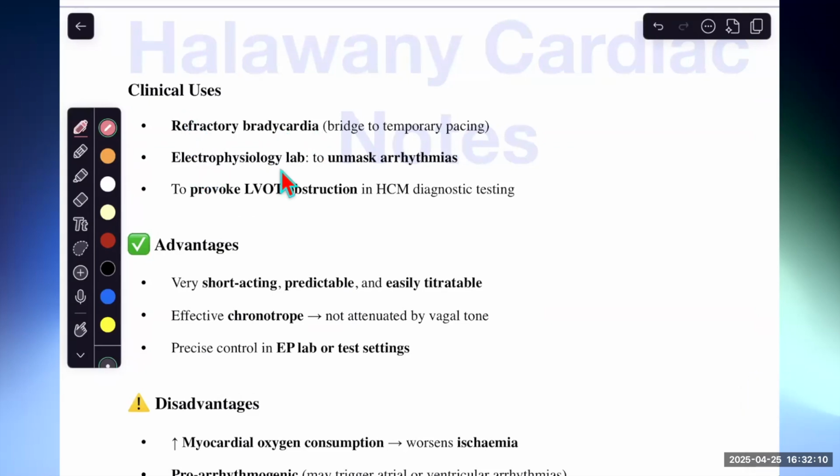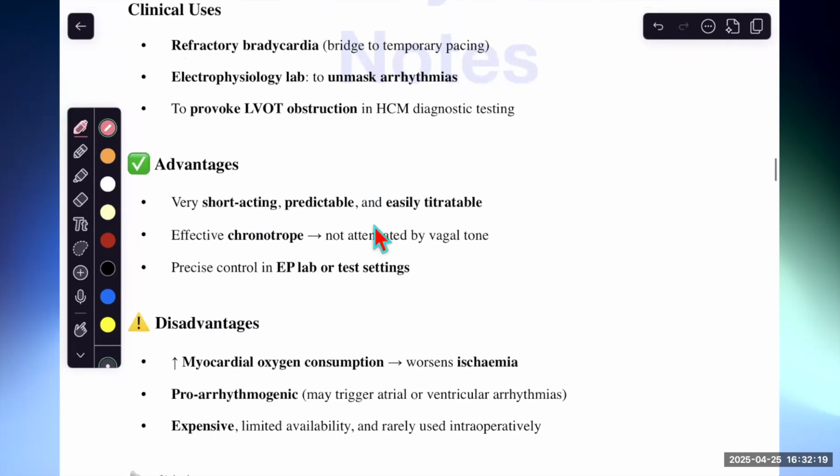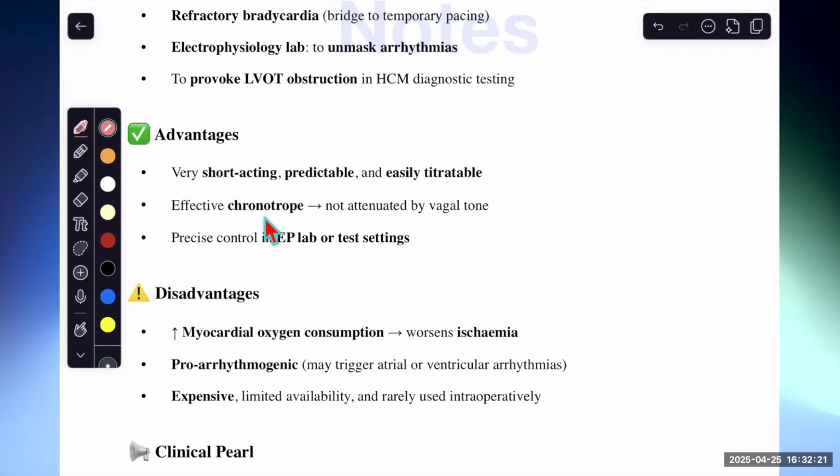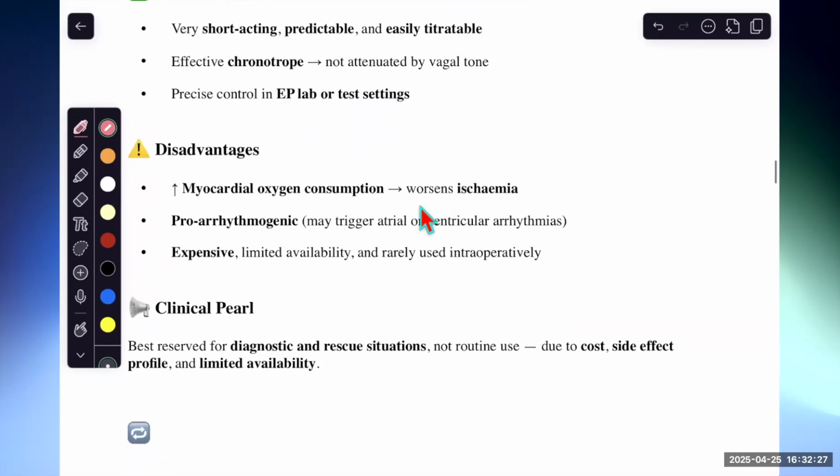In the EP labs, they are using it to induce arrhythmia. Usually they have their own isoprenaline line. Advantage: short acting and, as I told you, chronotropic. Disadvantage: tachycardia means oxygen demand, means ischemia, definitely pro-arrhythmogenic, and it's very expensive and limited. That's why it's reserved for diagnostic and rescue situations.